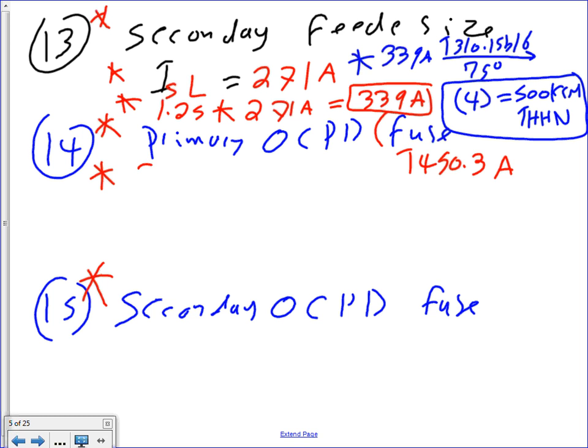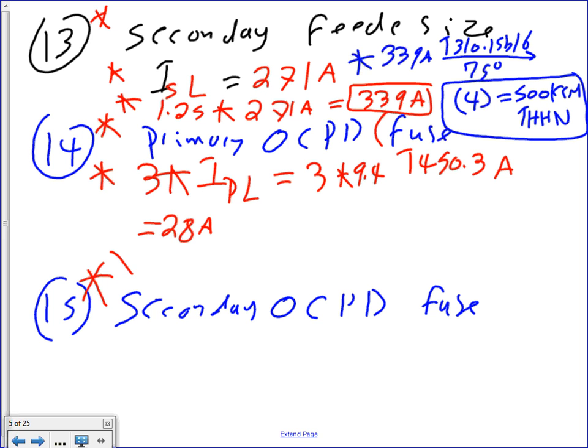It says the multiplier has to be 3. You multiply it always by I primary line. If you do the math on that one, that will be 3 times 9.4, and 3 times 9.4 is 28 amps. Then you take the 28 amps.